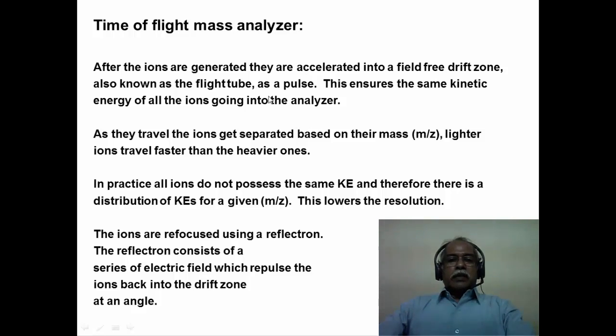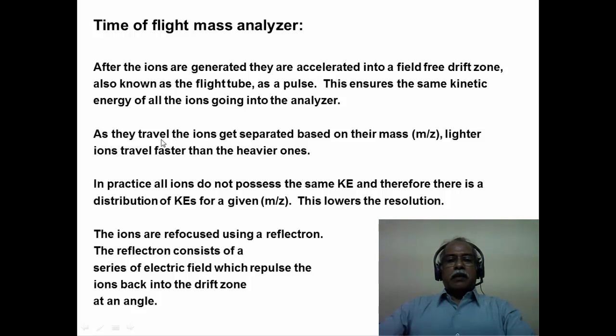Let us look into the basic principle of the time of flight mass analyzer. After the ions are generated, they are generally accelerated into the field free drift zone, which is known as the flight tube, or the time of flight tube, and the samples are sent in the form of a pulse. Why is it sent as a pulse? Because that ensures the same kinetic energy for all the ions that go into the analyzer. Because in the analyzer there is no electric field or anything that is controlling the movement of the ions. The ions are essentially drifting on their own kinetic energy, such that the lighter ions move faster than the heavier ones. This is the basic principle of the separation.